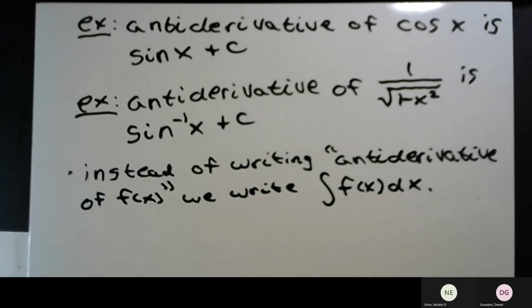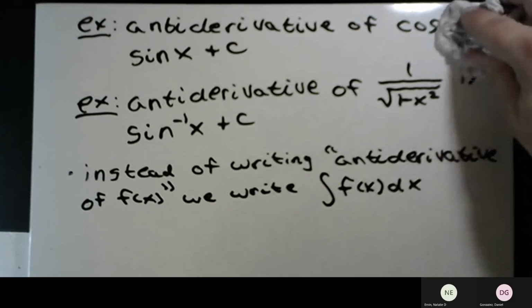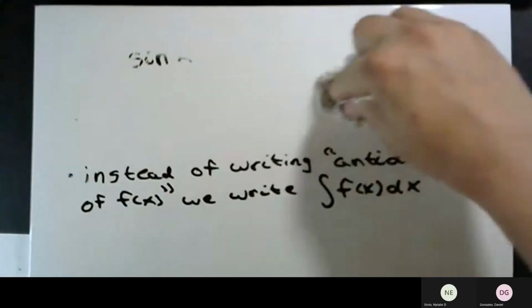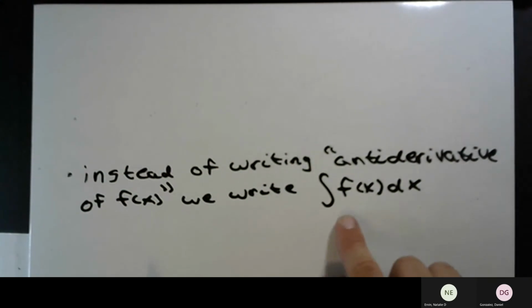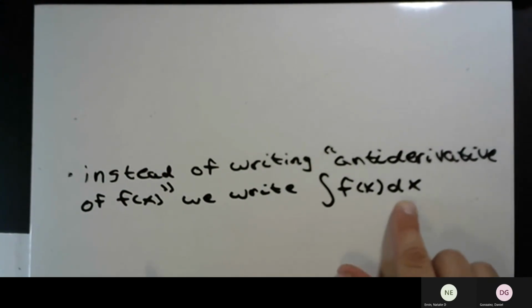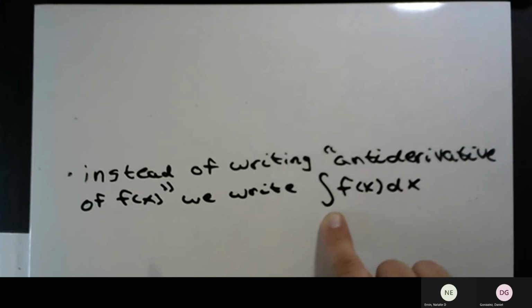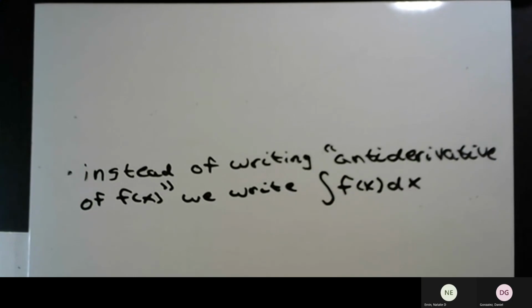We're going to write this. Now, why does it take this form? We're going to see this in chapter 5. We're going to use antiderivatives for a specific purpose, and we'll talk about that when we get to chapter 5. But instead of writing antiderivative, we're going to write this. There's a special meaning for dx, a special meaning for this too.